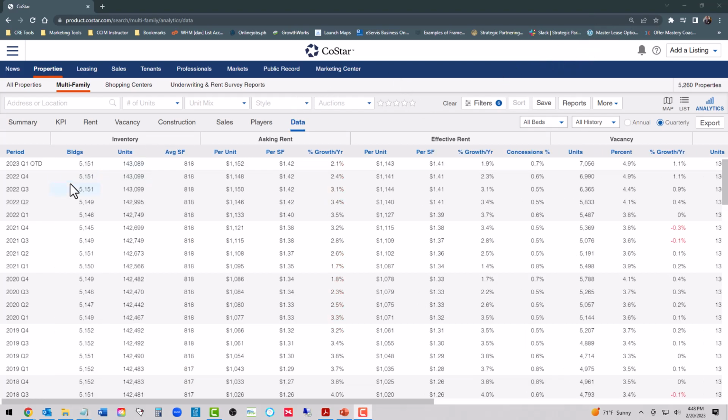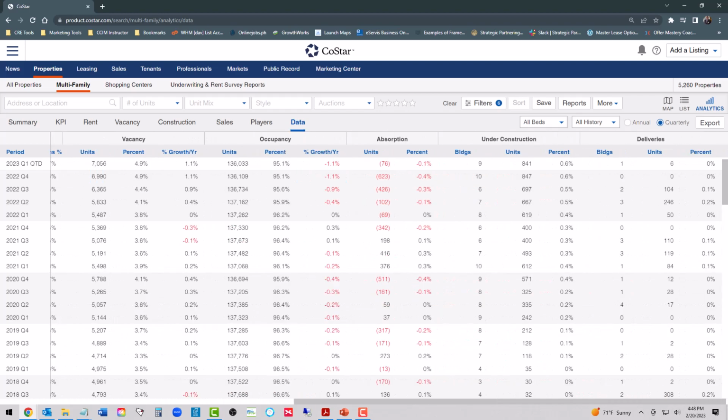Here is our Class C rent analytic data. We can see there are 5,151 properties totaling 143,099 units. Looking at effective rent, we had 1,127 in the first quarter, up to 1,140 in the second quarter, up to 1,144 in the third quarter, and then down to 1,141. So we didn't hit that inflection point until between the third and fourth quarter, albeit really small trends between second, third, and fourth quarter. Probably looking at a little bit of a stabilization here. You can see that the effective rent per square foot did not change. Let's see what the absorption is telling us.